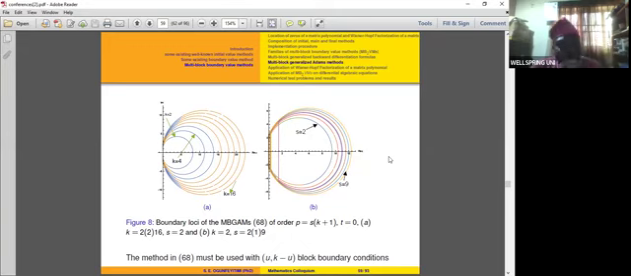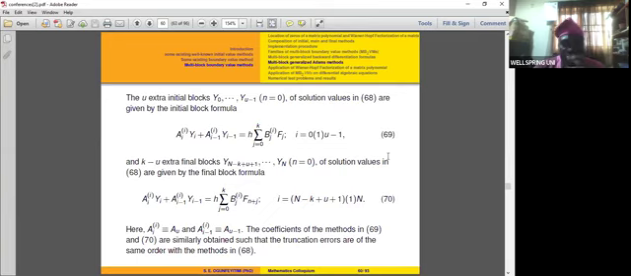Thus, the method must be implemented with u, k minus u block boundary conditions, which are given in equations 69 and 70. Then, how do we form our A_i? Our A_i for the case of initial and final is equivalent to what? A_u, while A_(i-1) is equivalent to A subscript u minus 1. The coefficients of the method are similarly obtained, all with the same approach.